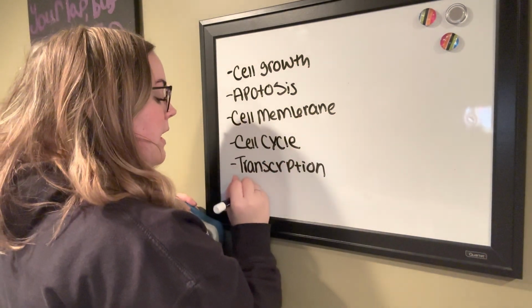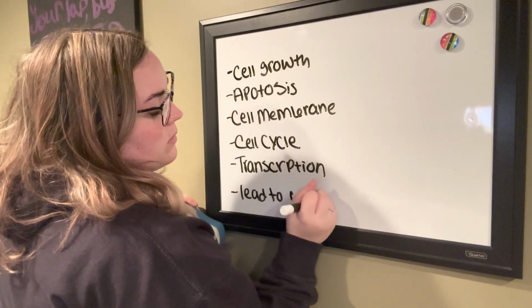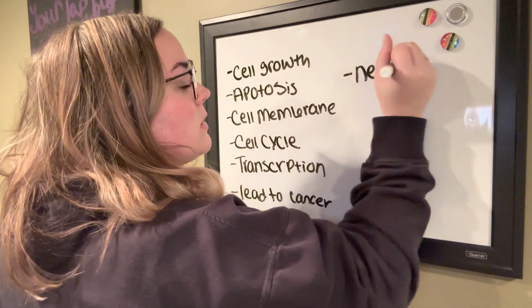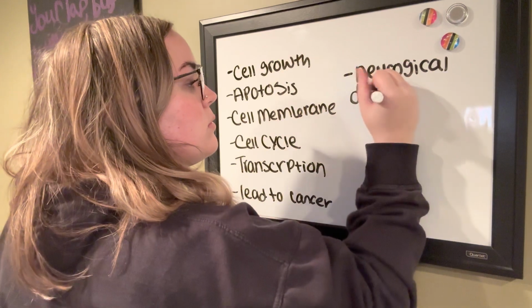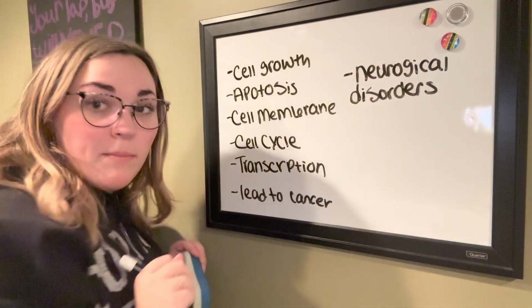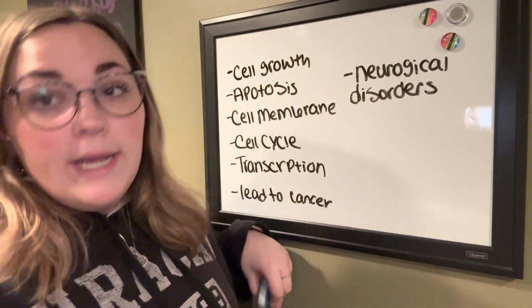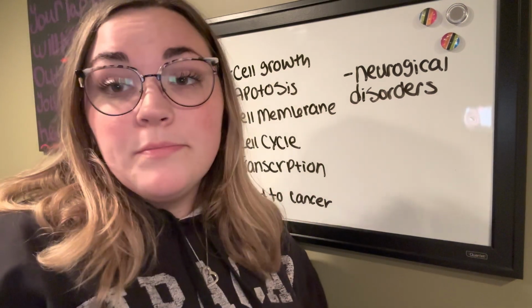It can lead to cancer. It can lead to neurological disorders, to name a few. So these are some of the issues that could happen when AKT is always active in a healthy cell. So that's it.